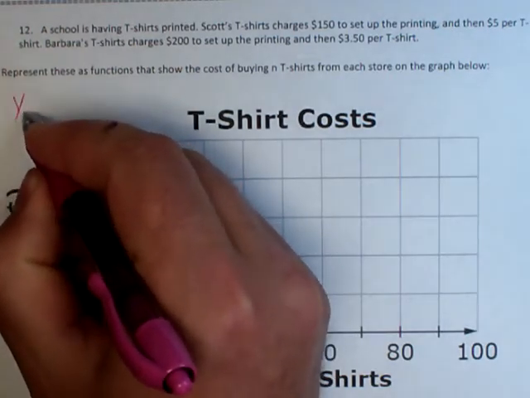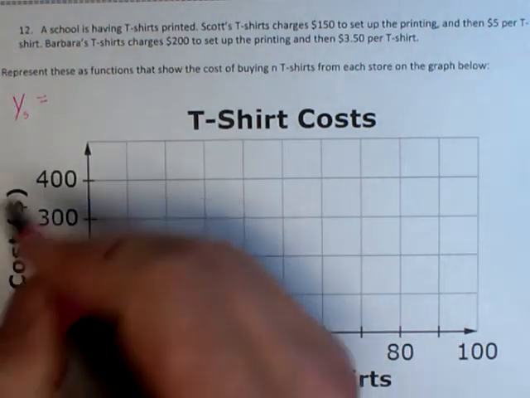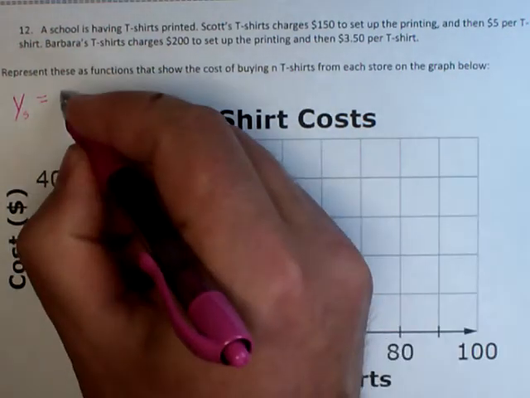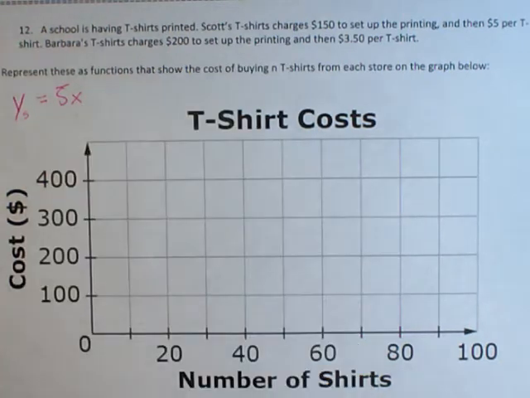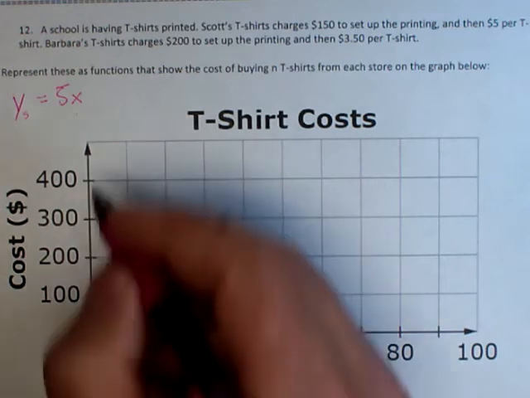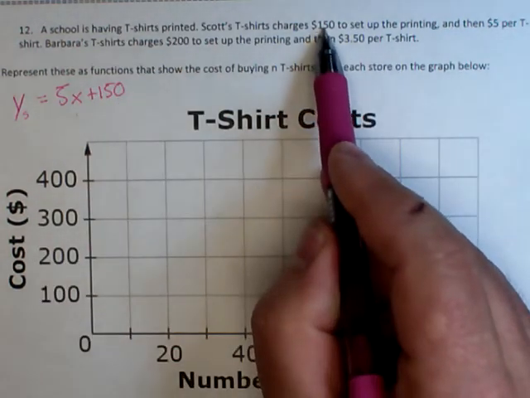Y is going to be the total cost. The growth rate is $5 per t-shirt. So 5 times x, this is going to be the number of t-shirts, plus the 150 that it charges to set up the printing.